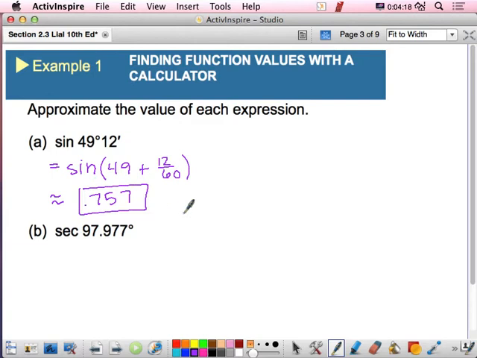So most people do really well with sine, cosine, tangent. Here's where we get into trouble. You cannot type secant, cosecant, or cotangent into your calculator. So to do those, you have to convert them using an identity to either sine, cosine, or tangent. Now we know that secant is equal to 1 over what? Cosine. So if we want to type in the secant of 97.977 degrees, we really are going to type in 1 divided by cosine of 97.977. So the angle will stay the same.